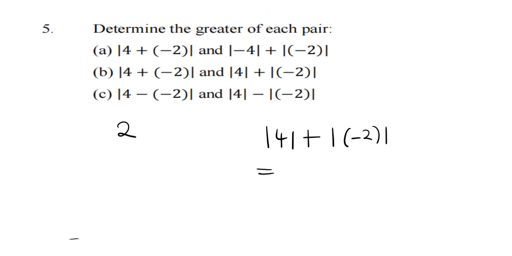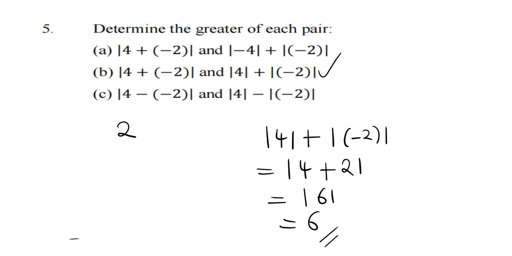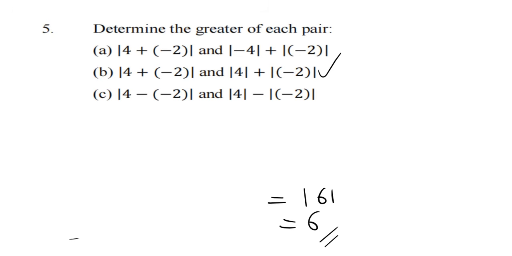Okay. So we're going to have 4 there. Then, okay, the absolute value of 4, that is just a 4. Then plus the absolute value of a -2, that is a 2 still. Therefore, we're going to have the absolute value of a 6, which will give us a 6. So in this case, we're able to see that this pair is also greater in the second one.